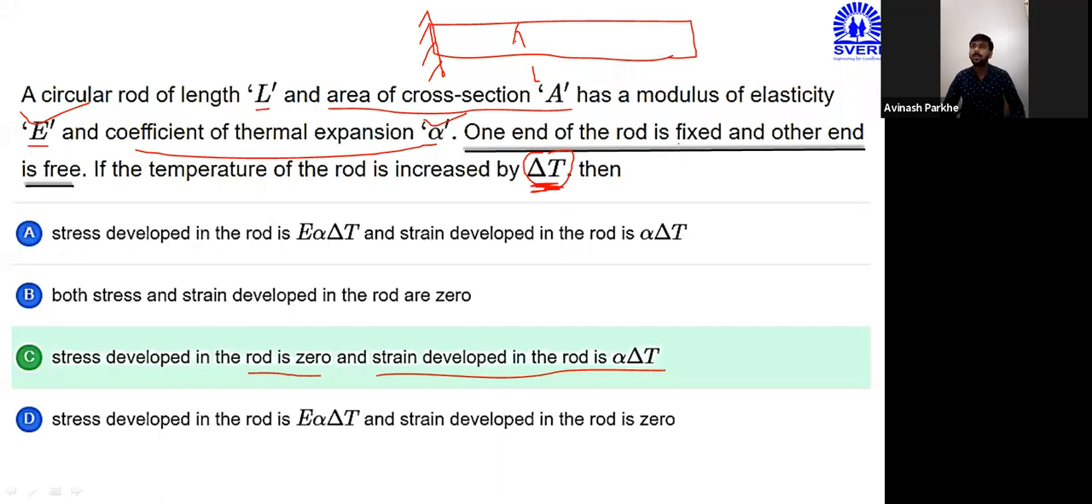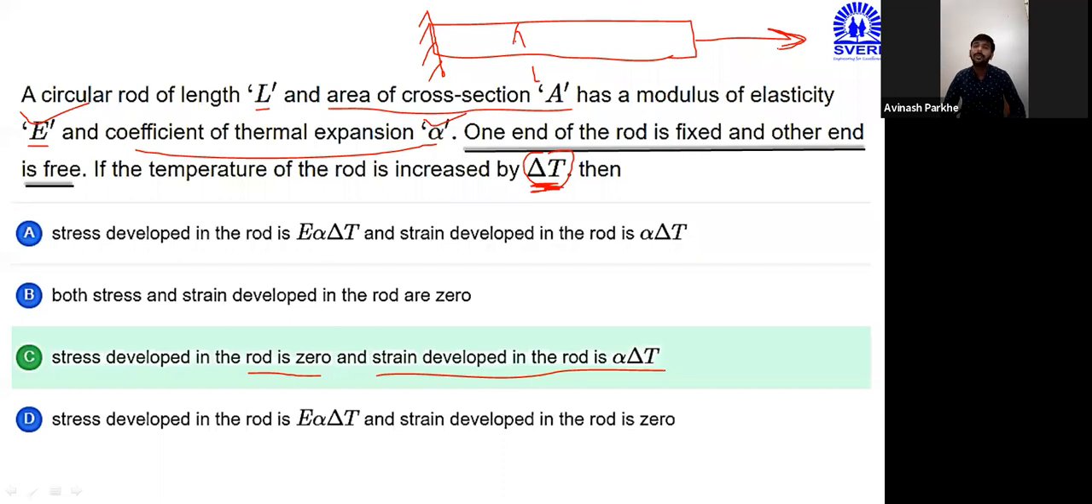One end of the rod is fixed and another end is free. So one end is fixed, no problem, but another end is free. Due to that free end, if the temperature is given to this particular rod, their thermal expansion will be taking place in this direction. That means length increases. Their thermal expansion is taking place in this particular direction.